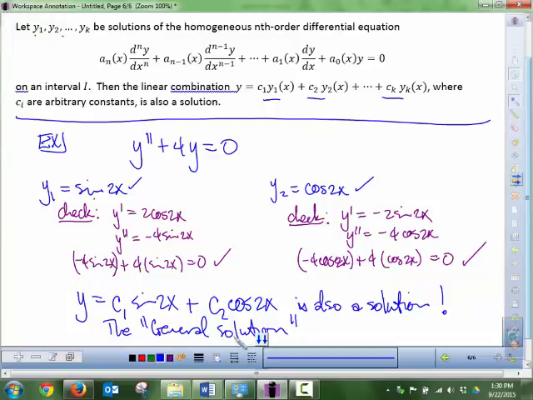Okay? Now, if you had initial values, you would use the initial values to solve for C1 and C2. Again, something that you guys did in your exam, and most of you did well on that. So we'll talk about finding these values later on in more detail.